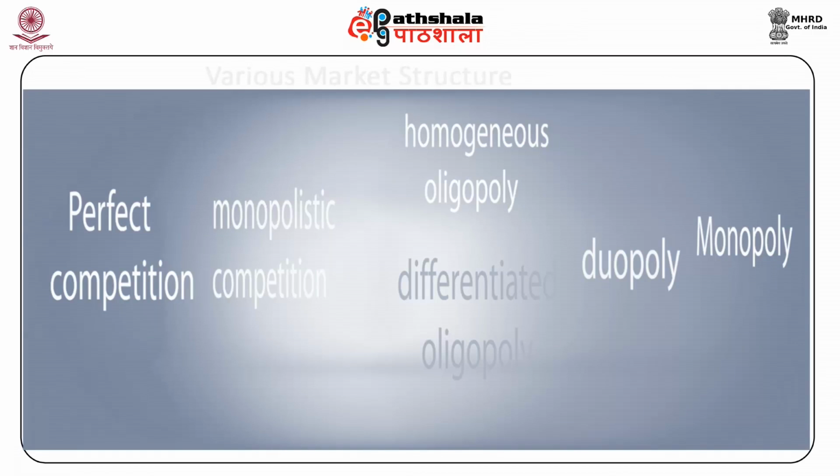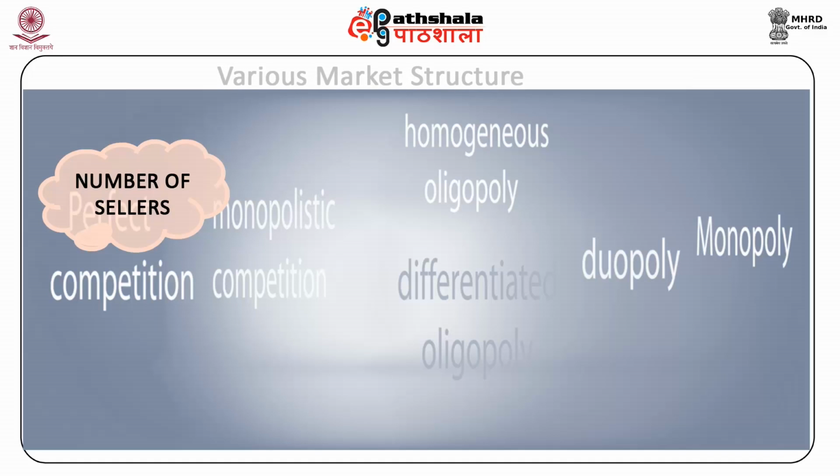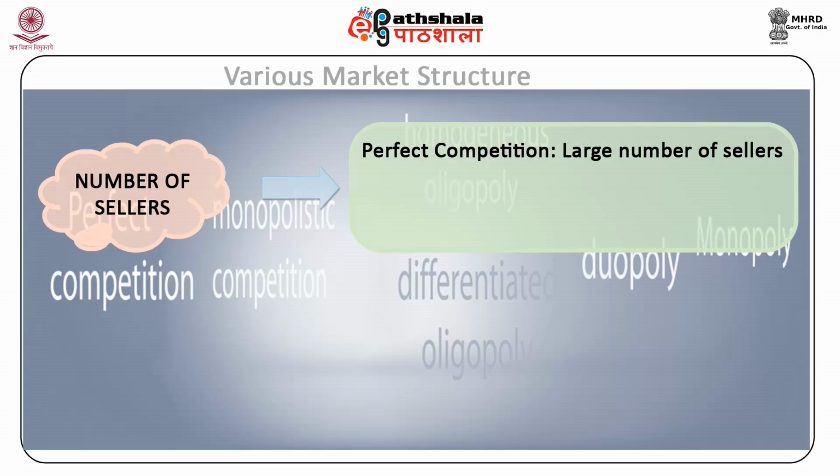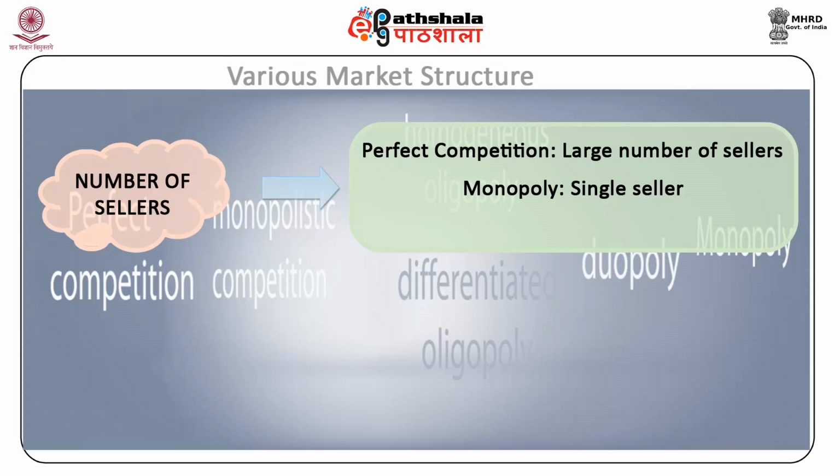Market structure refers to the nature and degree of competition in the market for various goods. The determinants of market structure for a particular good can be classified as follows. First determinant is number of sellers. Market structure varies depending on the number of sellers in the market. It varies from a large number of sellers in perfect competition to a single seller in pure monopoly and to a few sellers in oligopoly.